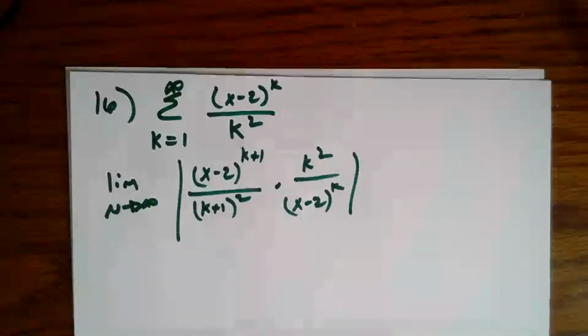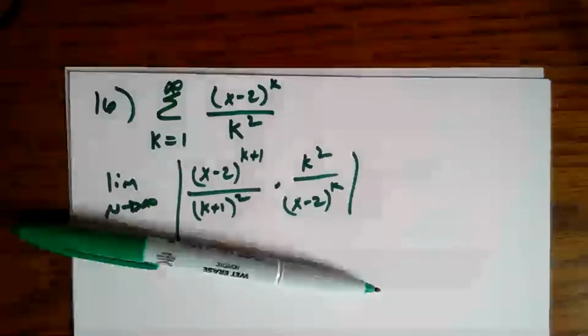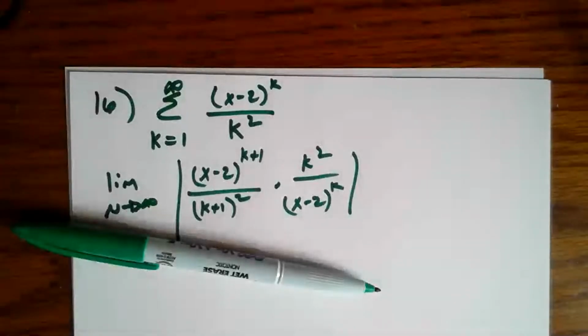When it's less than 1, what happens when it's equal to 1? That's the killer question. What happens when this is exactly equal to 1?